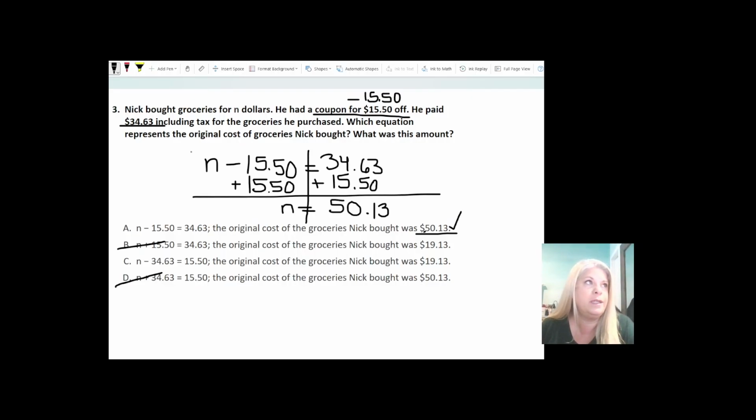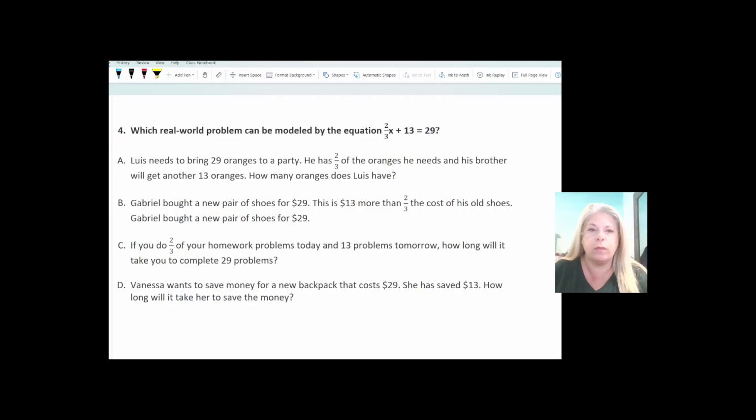The total groceries, that's what I started with. I took off his coupon, so minus the coupon, right? And then this is what he actually paid, which is what happens at the register when you go grocery shopping.